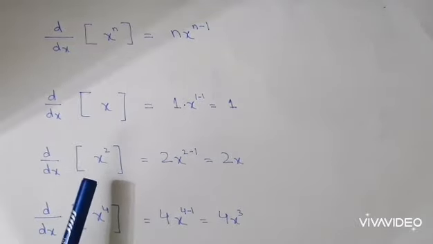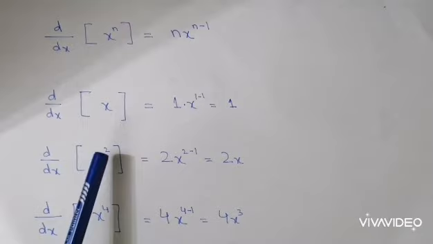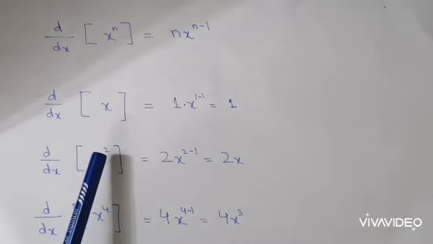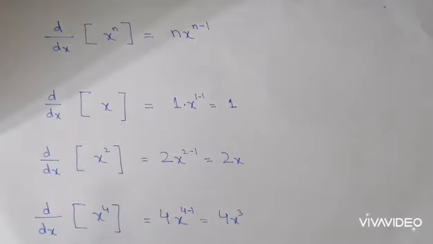In short, we can say that we subtract 1, we bring that power over here, so 2x, and we reduce 1 on the power side. The derivative of x power 4 will be equal to 4 into the variable x, with 4 minus 1 in the power, so 4x power 4 minus 1. So the derivative of x power 4 will be 4x cube. I hope you understand.